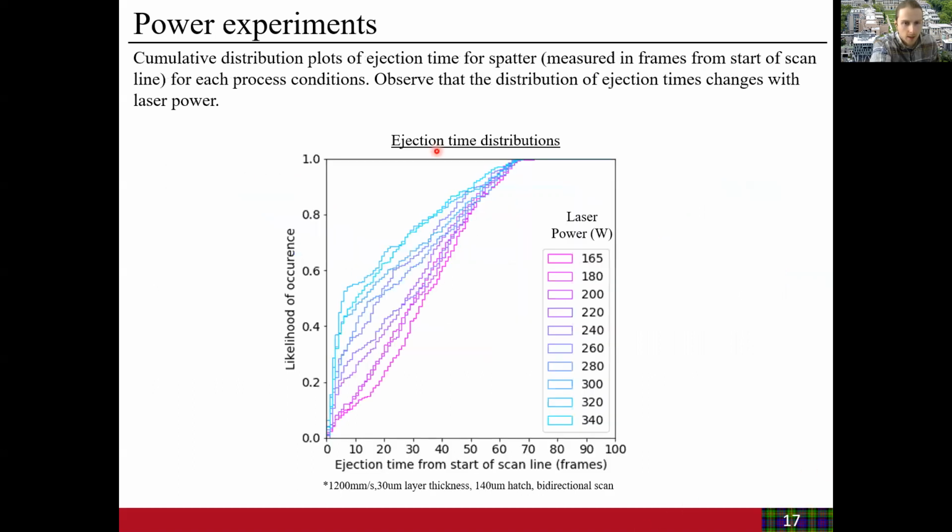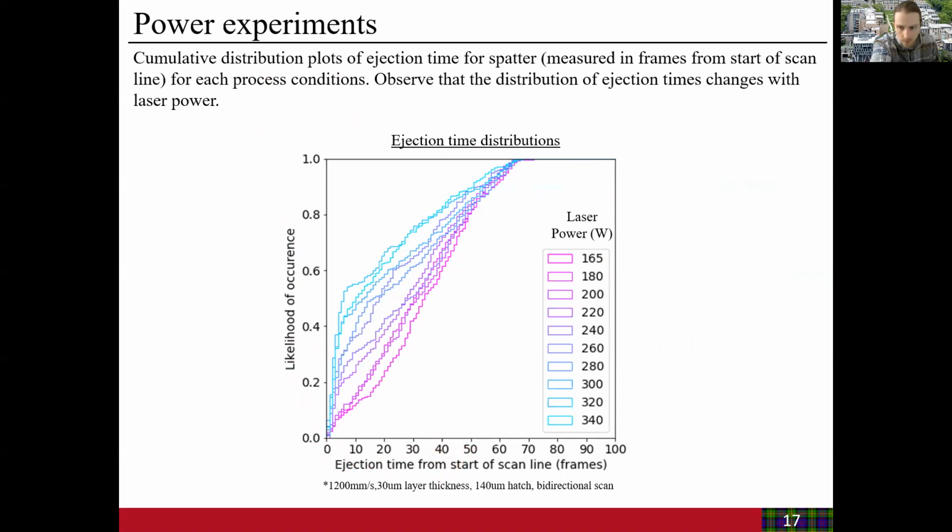So next we look at our spatter ejection times of the laser power experiments. Here we're plotting the distribution of ejection times in cumulative distribution plots. Now, a cumulative distribution plot shows the probability on the y-axis that any value will fall below that point on the x-axis.